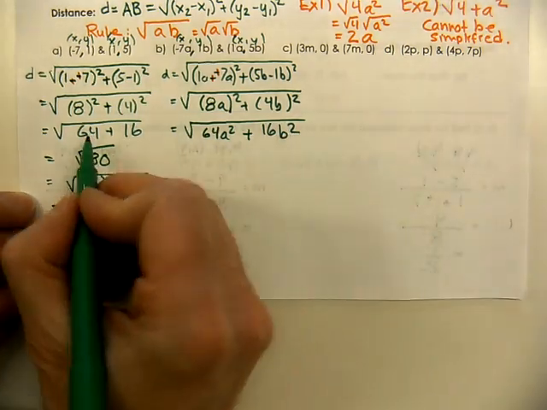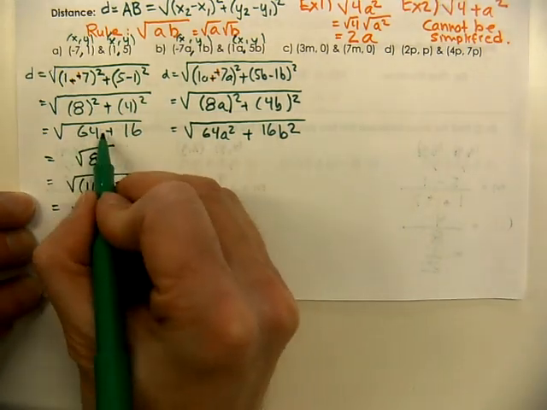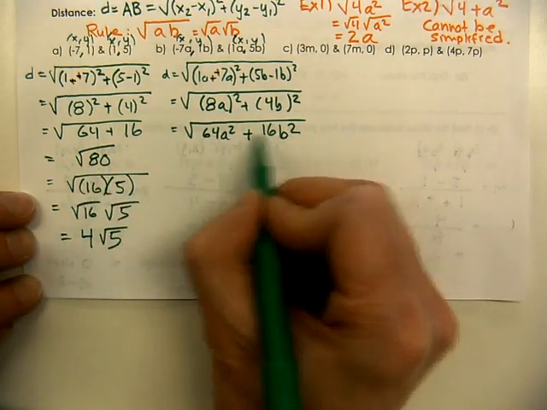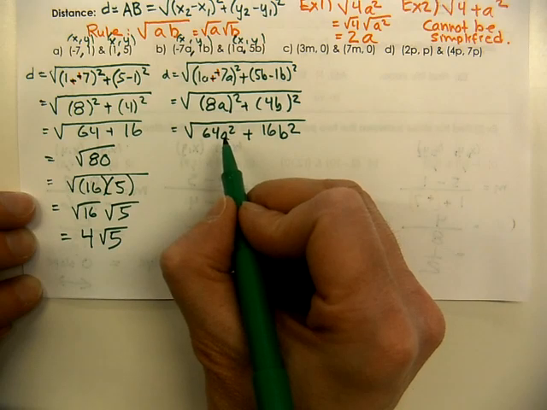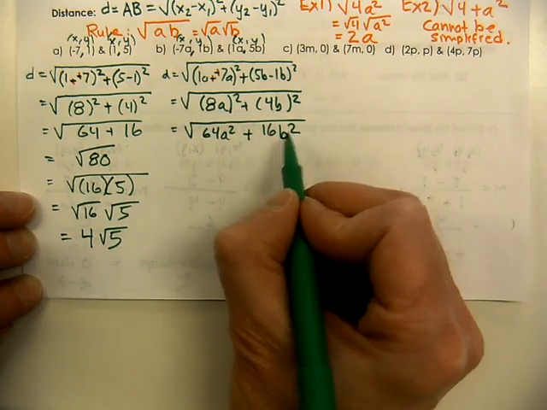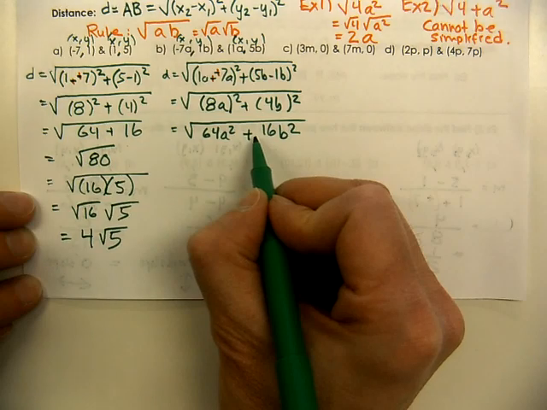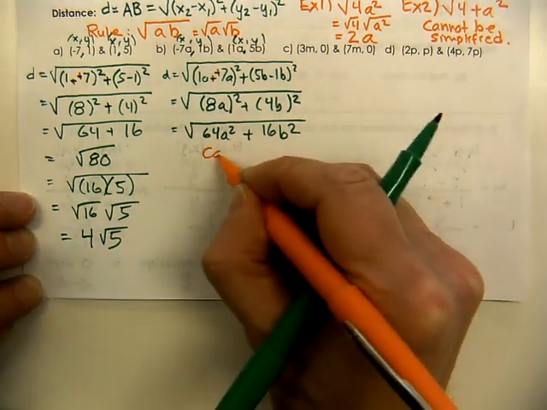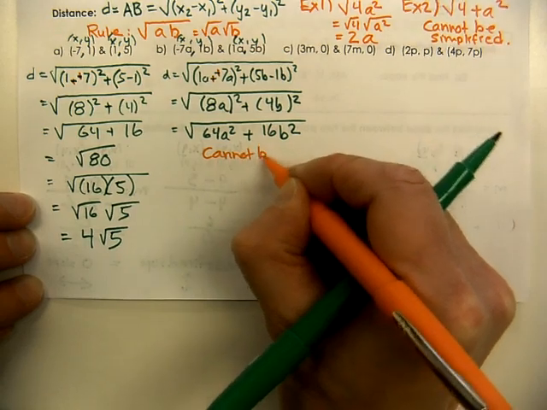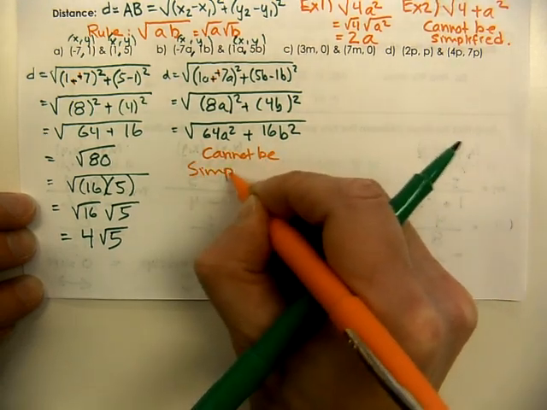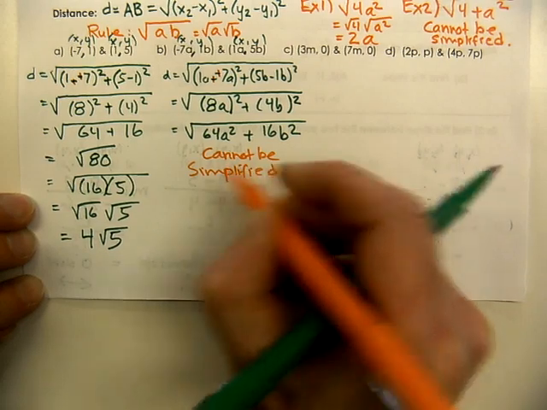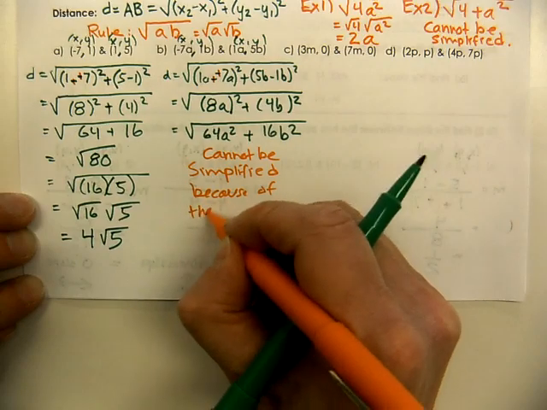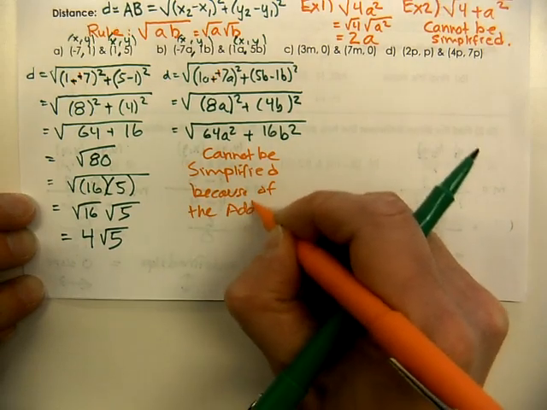Now in the previous problem, we had like terms, 64 plus 16 combined to a single term of 80. But in our current problem, we have unlike terms because of the different variables, which means they don't combine, which means we still have the plus sign. And that means we can't go any farther. This cannot be simplified. It cannot be simplified because of the addition.